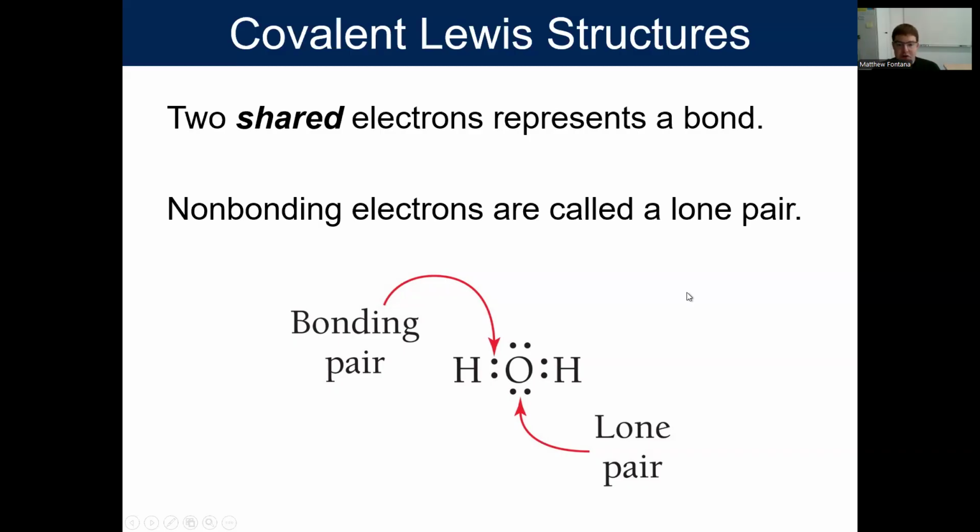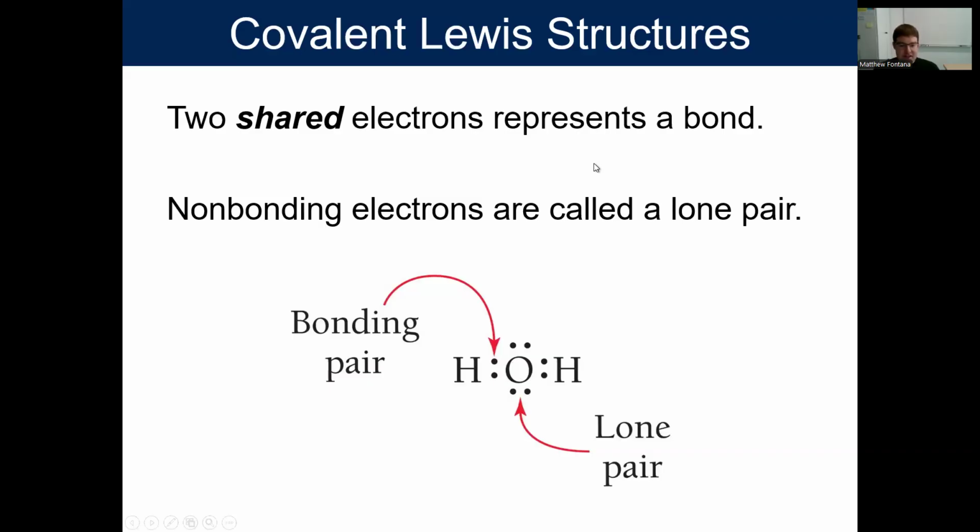You'll notice in the Lewis structure of water, we have oxygen in the center, and it has one lone pair at the top and a second lone pair at the bottom. Those lone pairs are exclusively sitting on oxygen. But oxygen also has one bonding pair that is shared between oxygen and hydrogen, and another bonding pair shared between oxygen and the second hydrogen atom. Those are all the electrons that we're using.